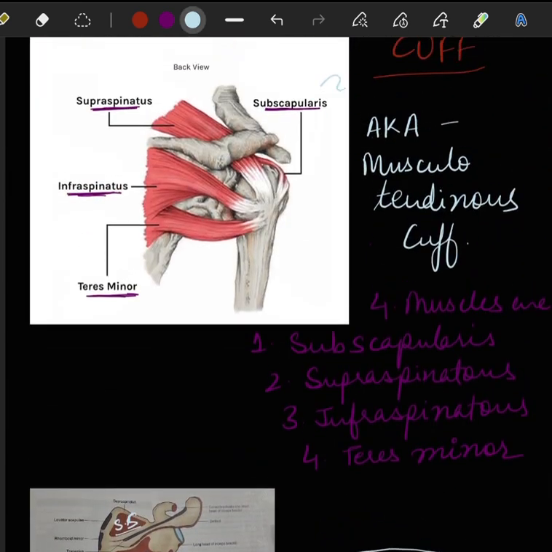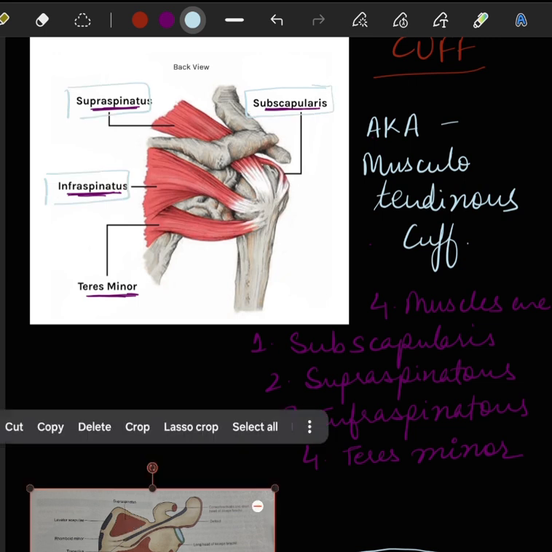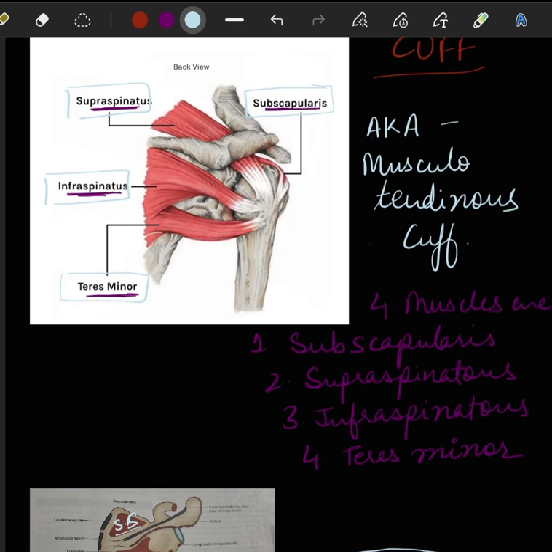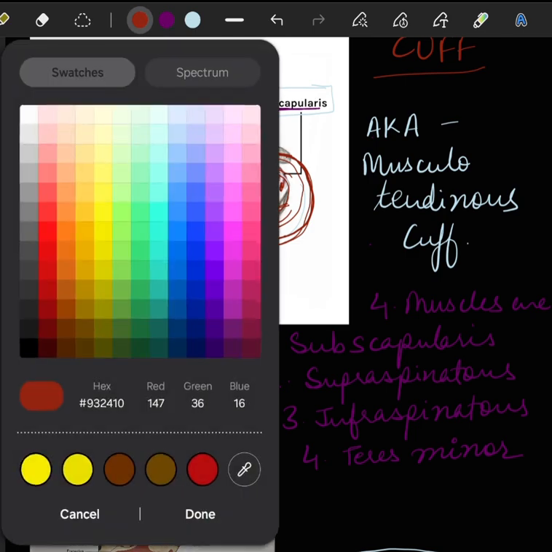So as you can see, now subscapularis, supraspinatus, infraspinatus and teres minor, all the tendons of these muscles are blending over here at greater tubercle and lesser tubercle, and they are blending with the capsule of the shoulder joint, and they will stabilize the capsule and they will provide the steadiness to the head of the humerus.